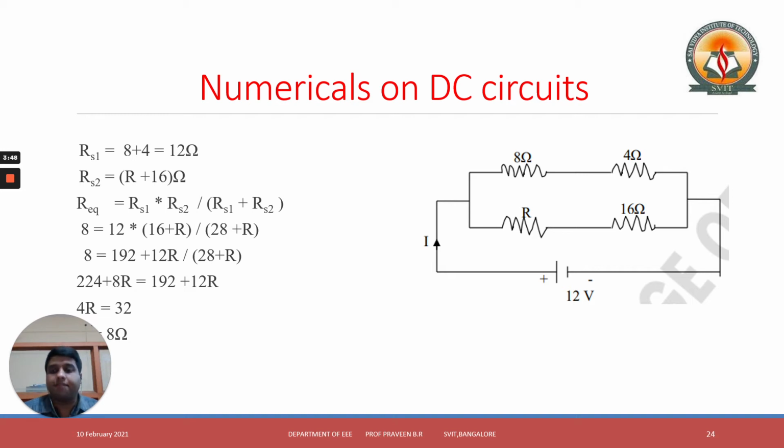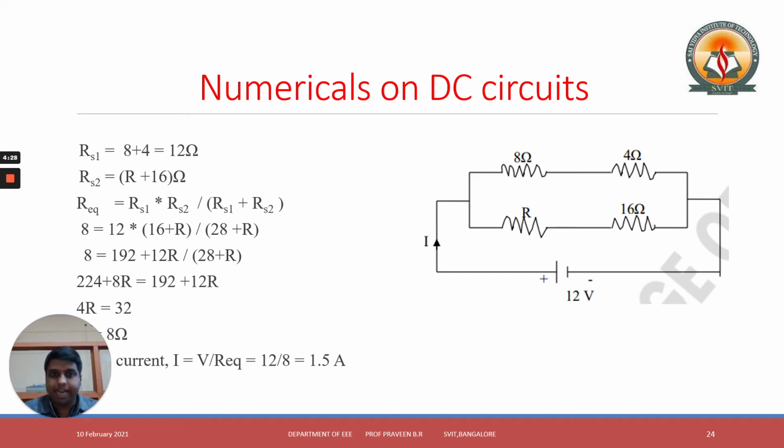Now we'll calculate the value of I. We know power is equal to voltage into current. So P is equal to 12 into I. So the total wattage is 18 and total voltage is 12. So I calculate it as 18 by 12, or I know voltage is equal to current into resistance. So I is equal to V by R equivalent, which will again give me 1.5 amperes. So that's how we calculate the value of current and value of R in the given problem.